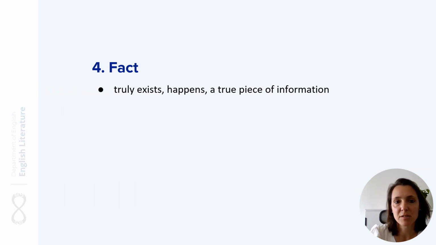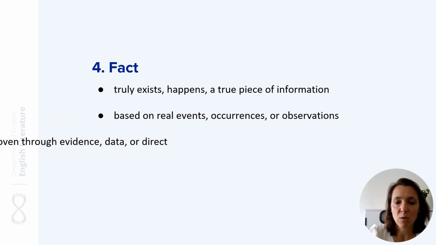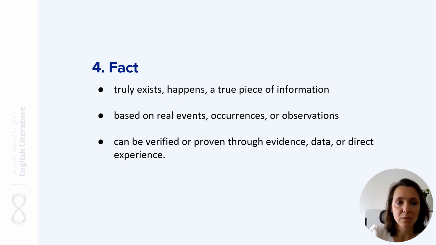Our next term is fact. A fact is a statement or information that is based on real events, occurrences or observations, and is considered to be objectively true. It is something that can be verified or proven through evidence, data, or direct experience. Facts are generally considered to be objective and independent of personal opinions, beliefs, or interpretations. They represent reality and can be universally accepted as true.